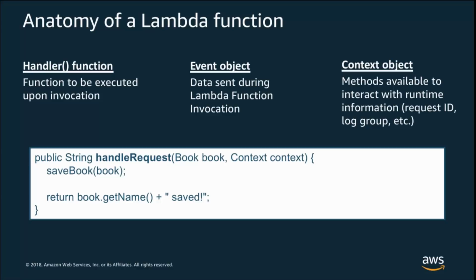And the third concept here is a context object. So the context object essentially is an interface for you to get access to the underlying environment, underlying configuration. So things like the request ID, the log group, the status of the execution, all that can be retrieved using a context object.